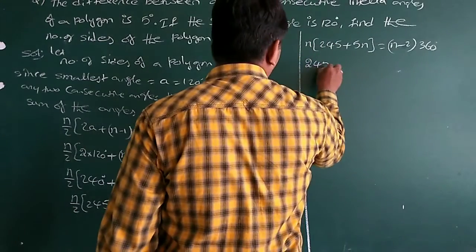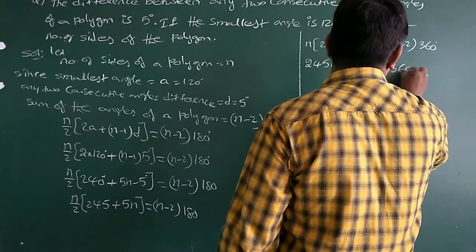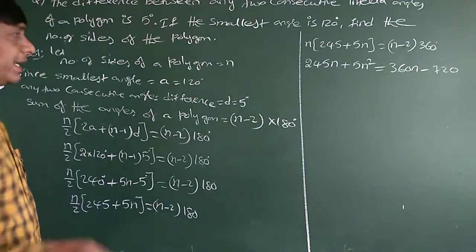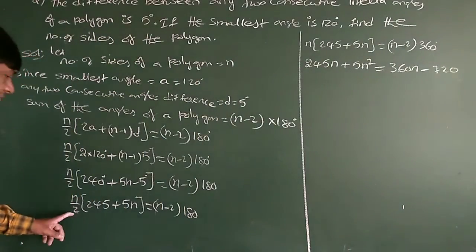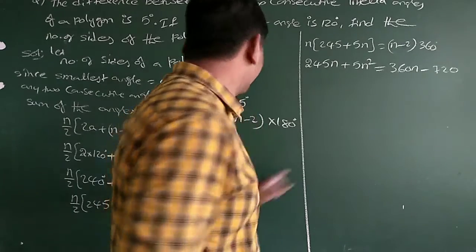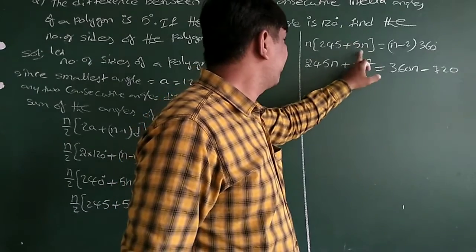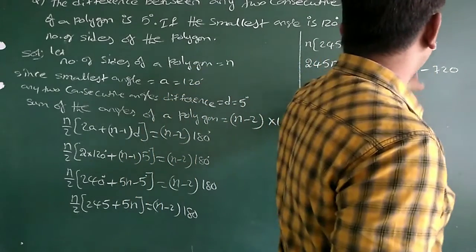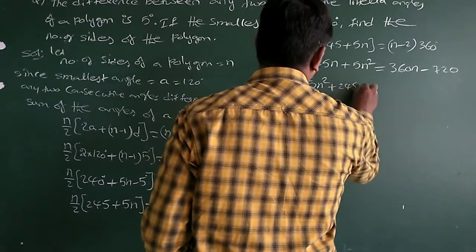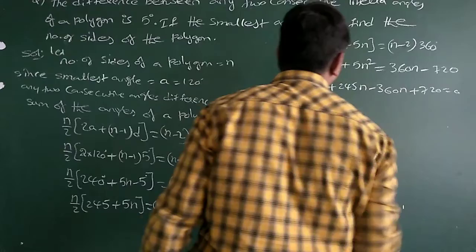Now 245n plus 5n square is equal to 360n minus 720. Am I clear? 2 goes to this side, 2 into 180 is 360. n into 245 plus 5n is equal to n minus 2 into 360, that is 245n plus 5n square is equal to 360n minus 720. Take these values to this side. Left side, 5n square plus 245n minus 360n plus 720 is equal to 0.